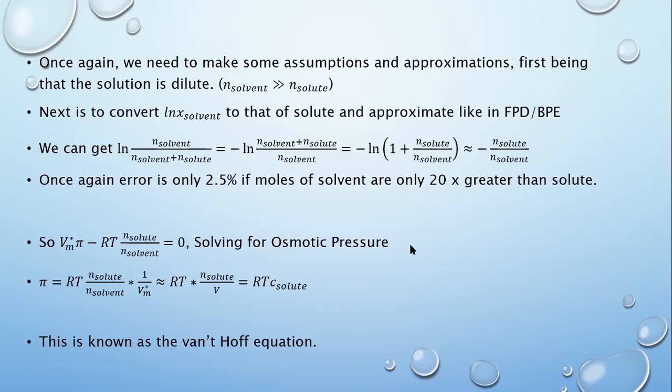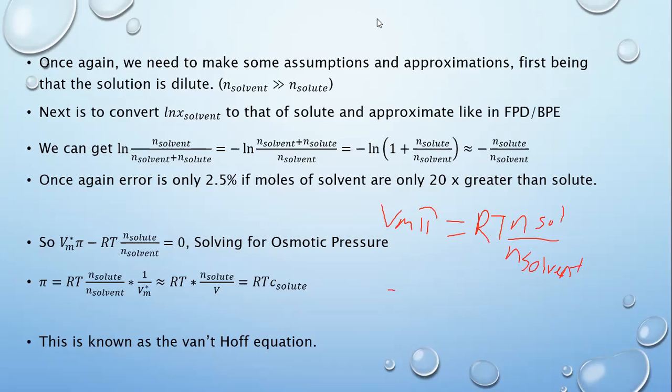But with that in mind, Vm times pi equals RT N solute over N solvent. We get that to the other side. So you get Vm pi over RT, N solute over N solvent. Then we divide both sides by Vm.